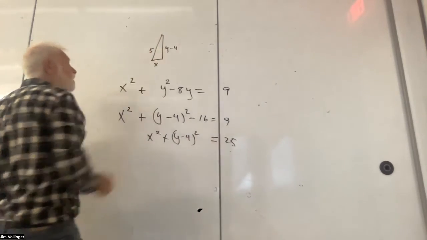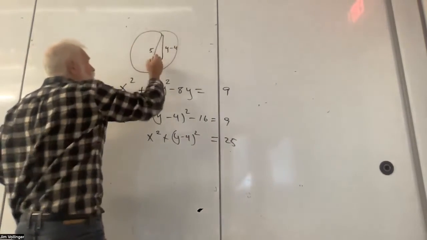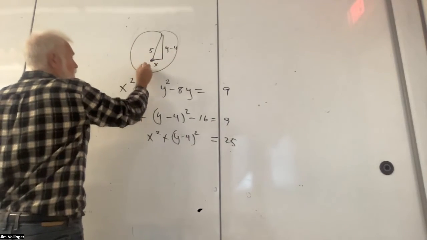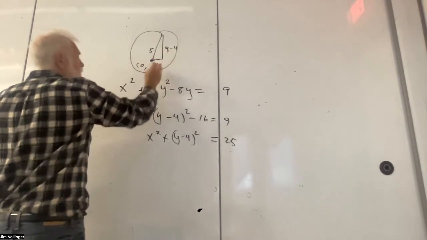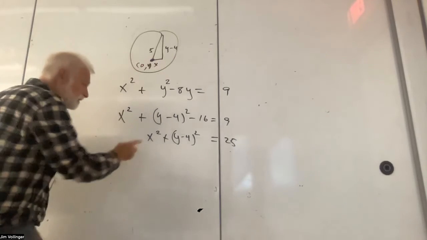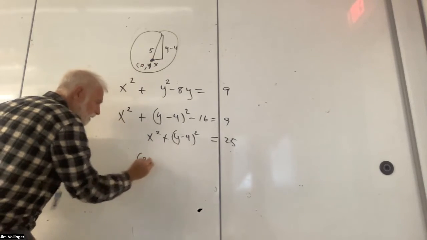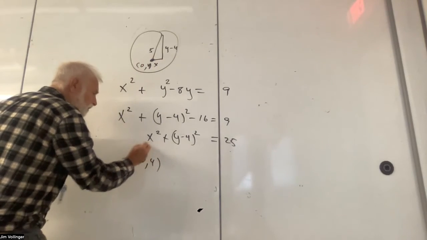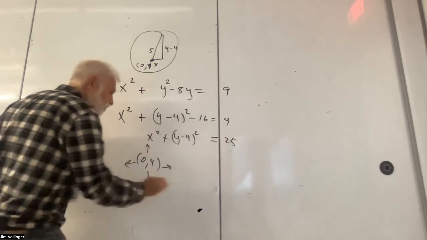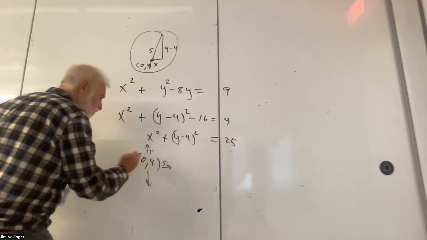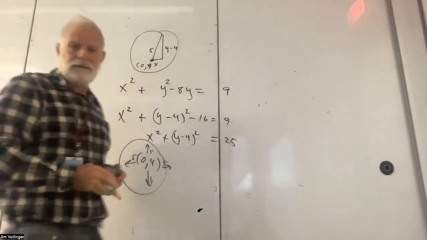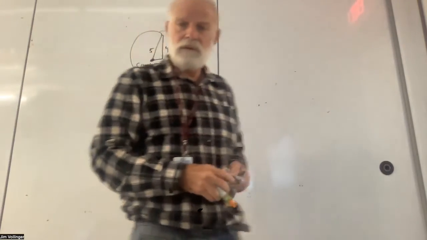So that's 5. I've got this circular relationship. What's our new origin? What number gets rid of x? 0. What number gets rid of y minus 4? 4. So that's our new origin. So that's the center, 0, 4. And I'm moving in this direction. How many units? Square root of 25. 5 that way, 5 that way, 5 that way, 5 that way. I've got the graph.